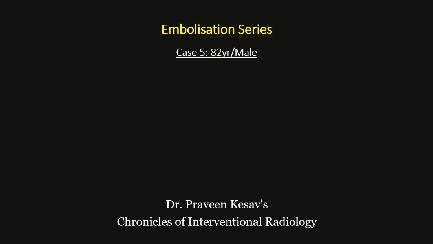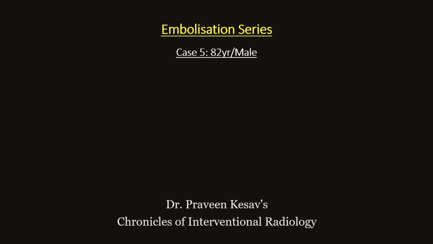So till now we have seen the role of coil, glue, gel foam and covered stent in isolation and in combination for the management of GI bleed. Here we are going to see the role of polyvinyl alcohol particles, or PVA particles, in the management of GI bleed.